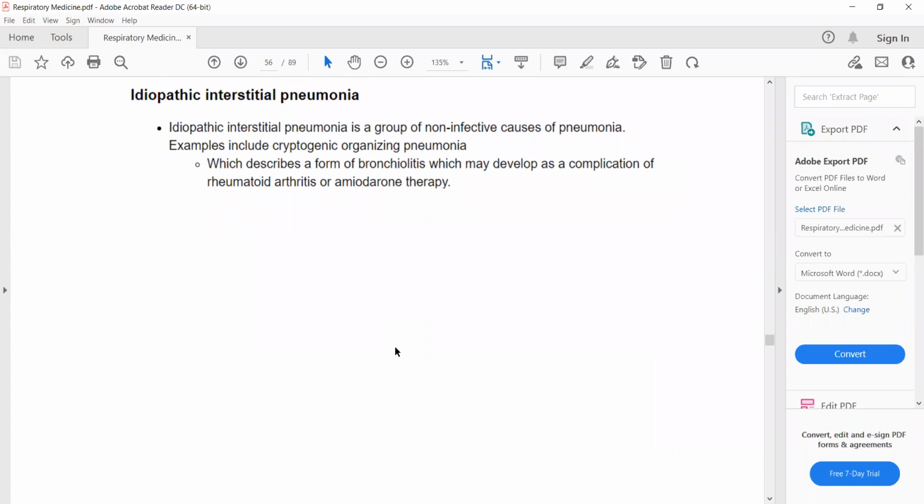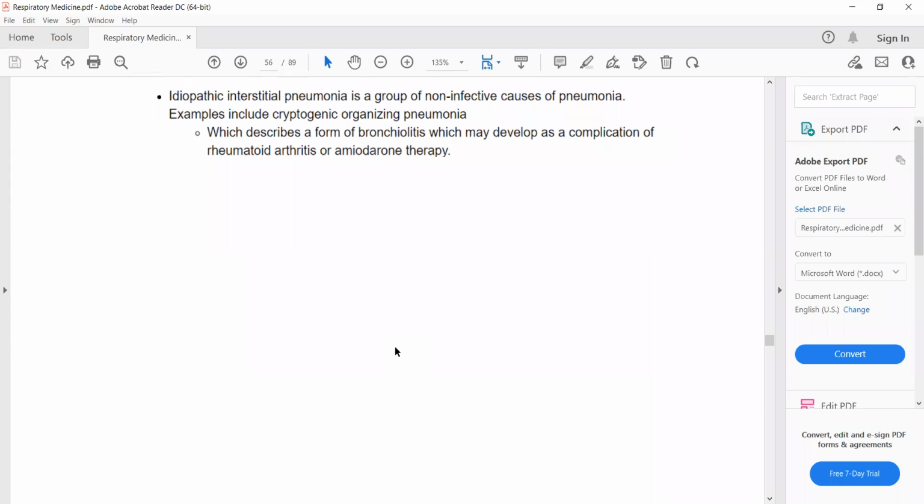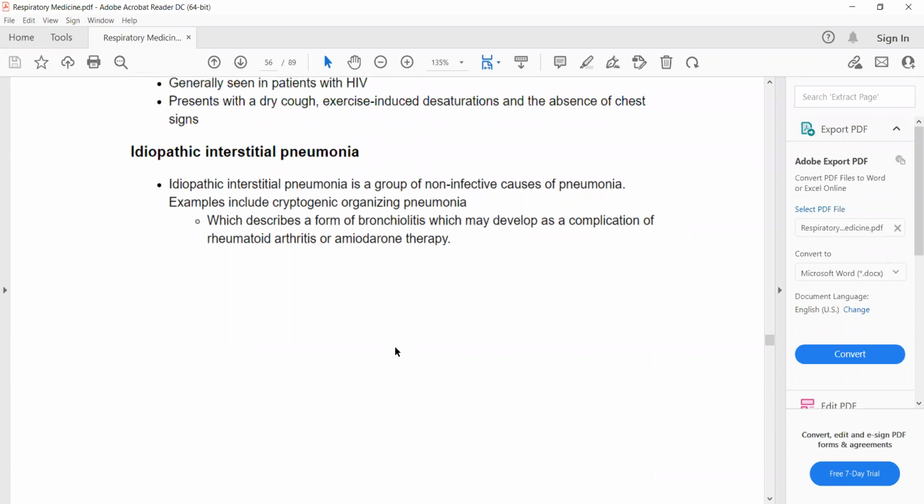Idiopathic interstitial pneumonia: any condition that can cause lung fibrosis is included in idiopathic interstitial pneumonia because it is idiopathic, so the cause of this fibrosis is not known.